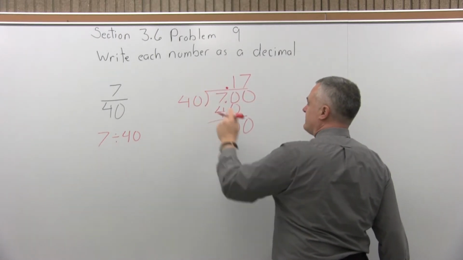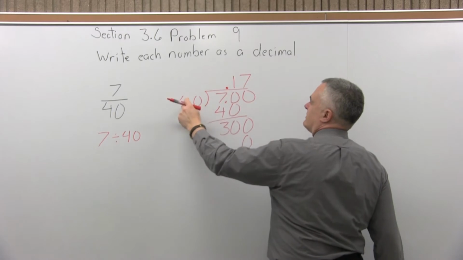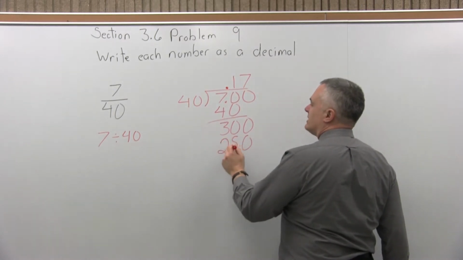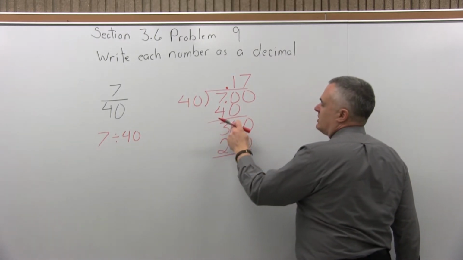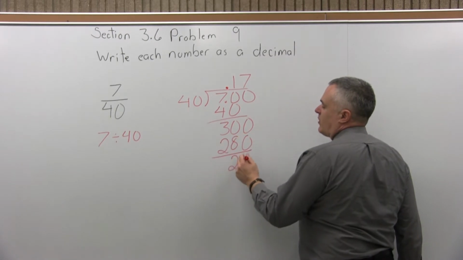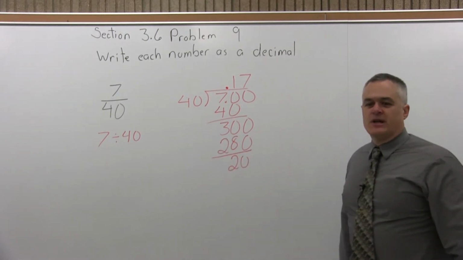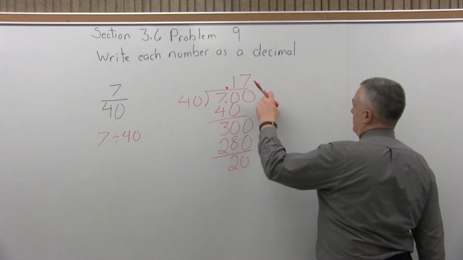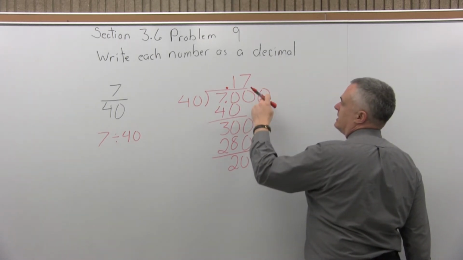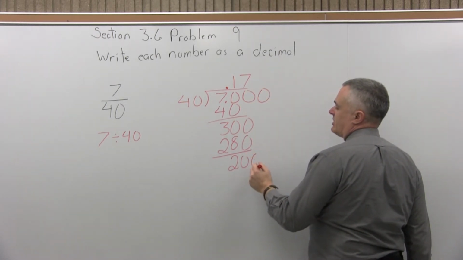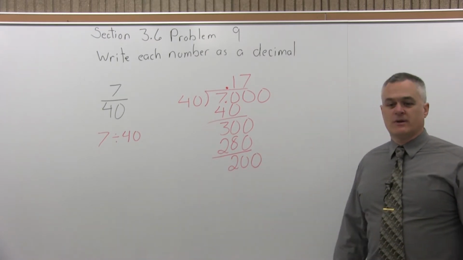So 7 times 0 is 0. 7 times 4 is 28. So 280. So that fits pretty good. So 300 minus 280 will be 20. Still didn't fit. So put another 0. And now bring that 0 straight down, and the 20 gets written as a 200.